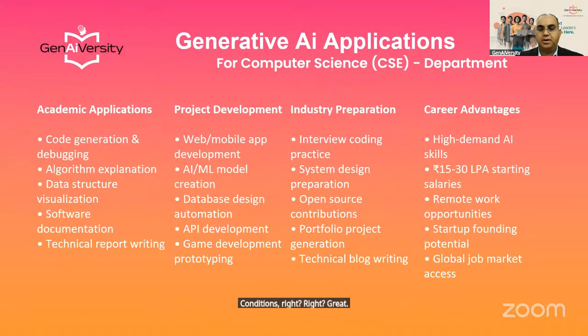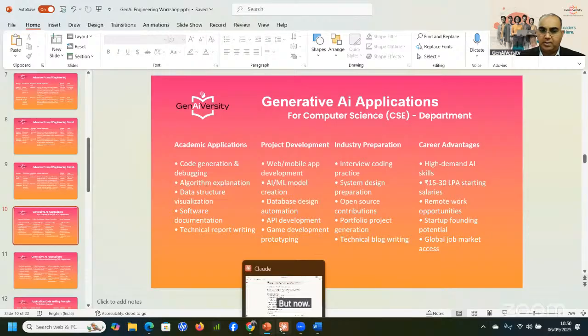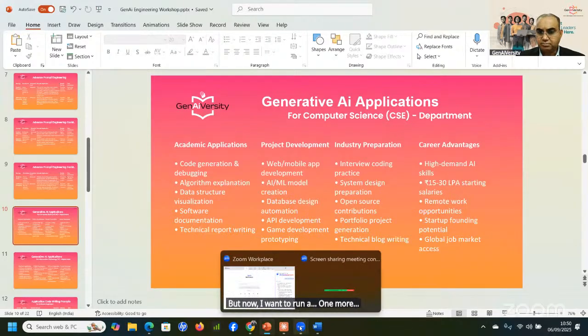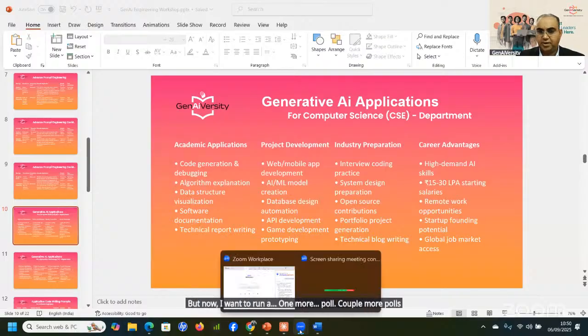Great. Now I have students from across. But for computer science students, what do I have? All of you must be thinking, okay, prompt engineering, you told me the techniques. Okay, good. Generative AI is useful, and we understood the different types of AI. But now I want to run one more poll, a couple more polls, and see how the response is.